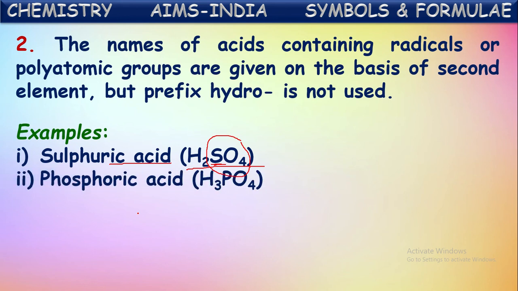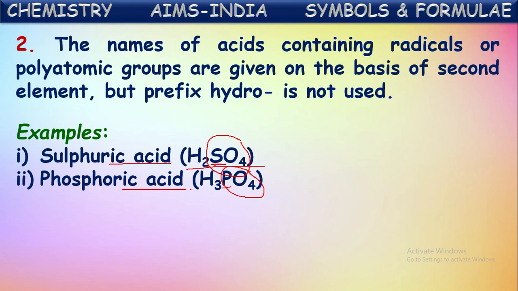H3PO4. Here also it is a phosphate radical. As it is formed from the radicals, it is named by taking the second non-metal in this compound, that is phosphorus. At the end of the phosphorus element's name, ic acid is attached. Now it becomes phosphoric acid.